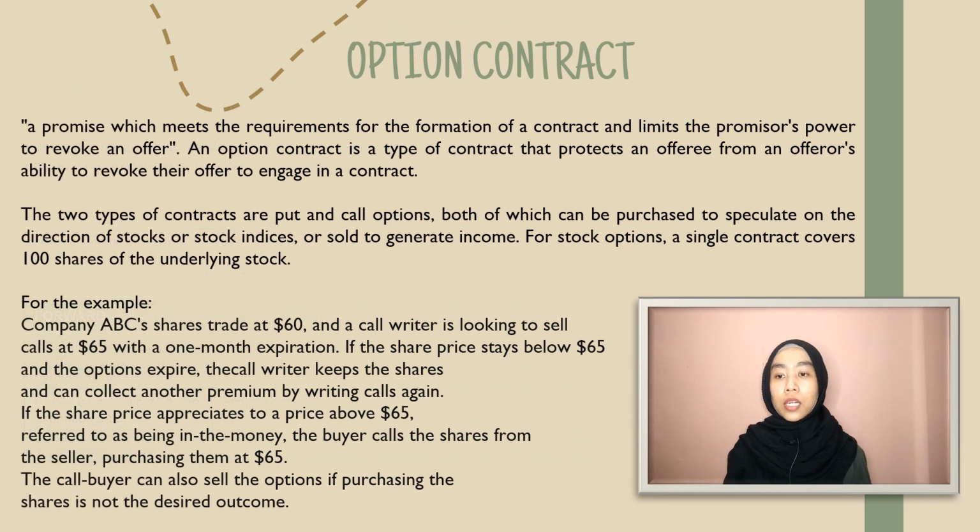Third contract is option contract. Option contract is an agreement between two parties to facilitate potential transactions involving an asset at a future price and date. There are two types of option, which are put and call option. Call option can be purchased as a leveraged bet on the appreciation of an asset, while put options are purchased to profit from the price decline. Buying an option offers the right but not the obligation to purchase or sell the underlying asset.